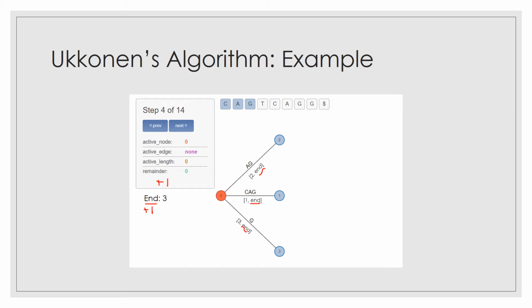Now we go back to the node, which is the active node, which is 0. Is there a path for G? There is not. We create a new leaf. We subtract 1 from the remainder, making it back to 0. Anytime remainder hits 0, we move on to the next one, which is going to be a T.